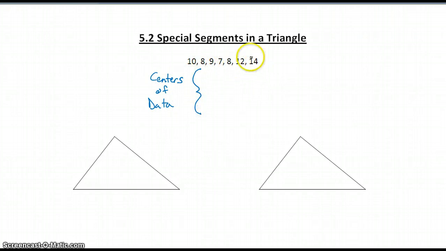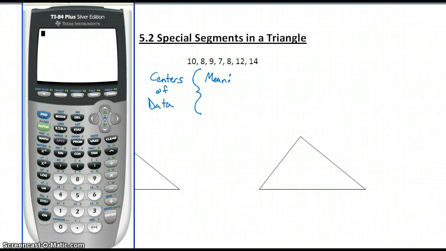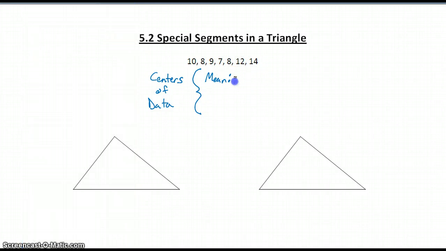If I had to describe this set of numbers with one number, one of the ways I could do that is to find the average of these numbers. The average of a set of numbers is called the mean. To find that mean, I add up all the numbers and divide by the number of numbers. So the average of this set of numbers is 9.71.